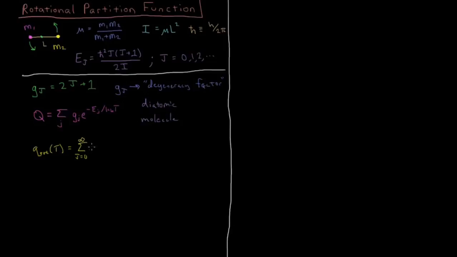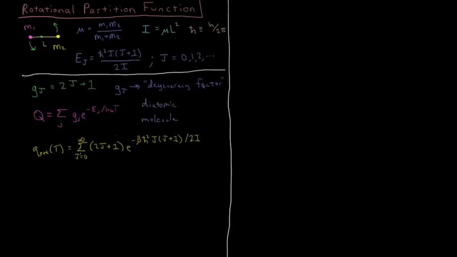Then we have our degeneracy factor of 2j plus 1 times our Boltzmann factor, e to the minus beta, remember 1 over kBT, times the energy level. And the energy level is h bar squared j times j plus 1 over 2 times the moment of inertia, this reduced mass times bond length squared.